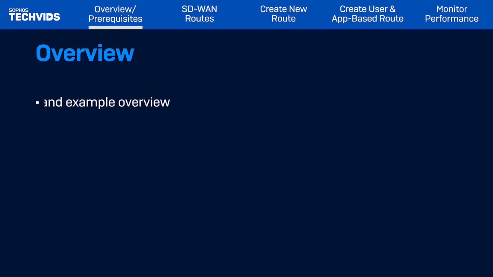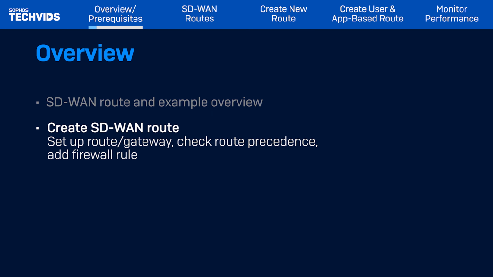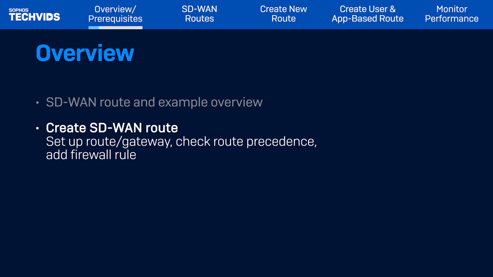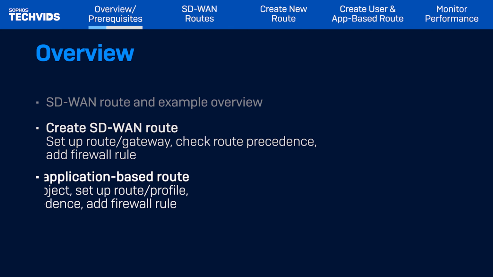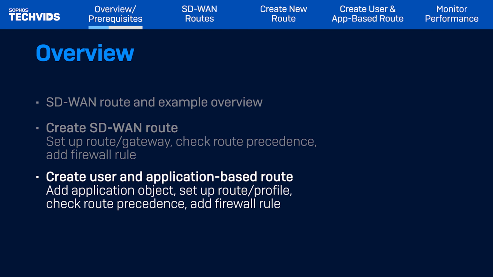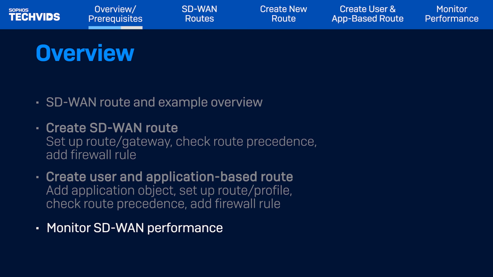In this tech vid, I'll give a brief overview of SD-WAN routes and explain the example network used to demonstrate the configuration steps. Then, I'll show you how to create an SD-WAN route. This includes the steps to configure a new route, set up a gateway, check the route precedence, and create a firewall rule. Next, I'll show you how to create a user and application-based route. This is similar to setting up a normal SD-WAN route, but also involves adding an application object. And in this example, I'll also configure an SD-WAN profile. Lastly, I'll touch on how to monitor SD-WAN performance.